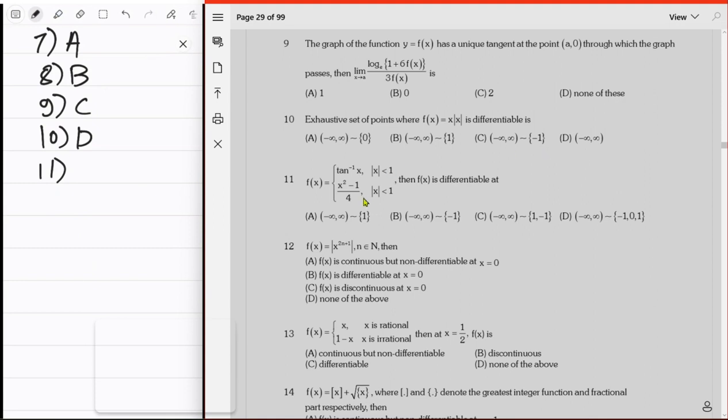Okay, fine. Where is it differentiable? Okay, so it's like mod x less than 1. What? God, I don't like this.